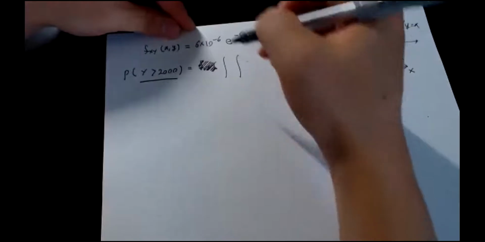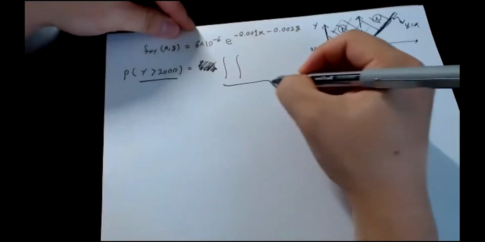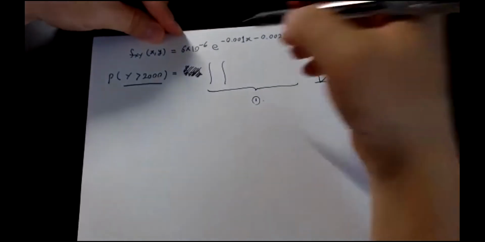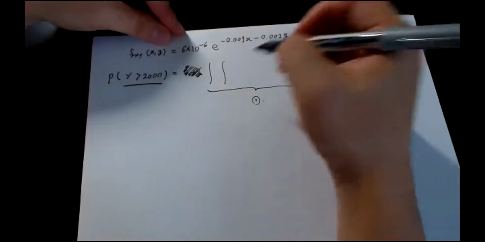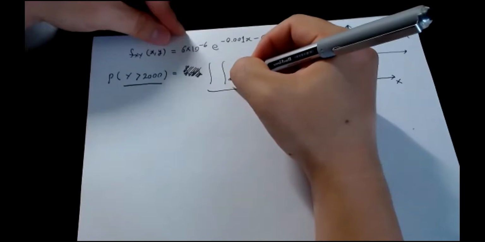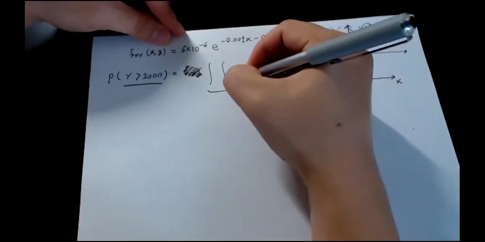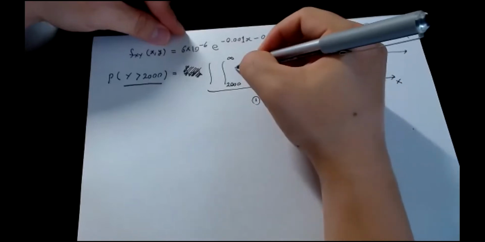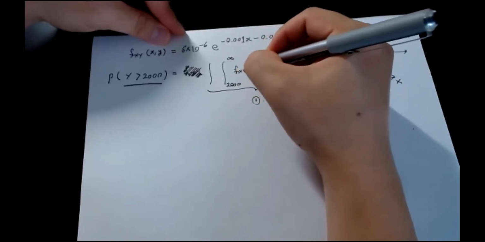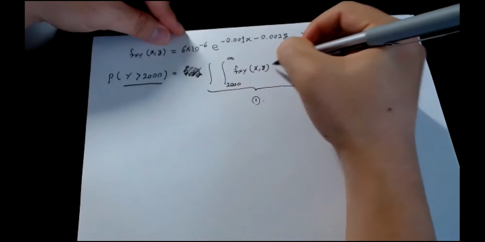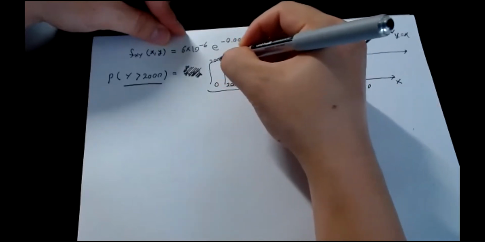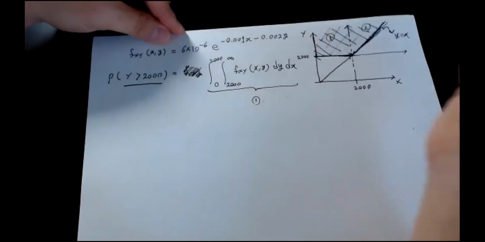So for the first region, the inner integral must be from 2000 to infinity of f_XY(x, y) dy, and the outer integral is going to be from 0 to 2000, dx.